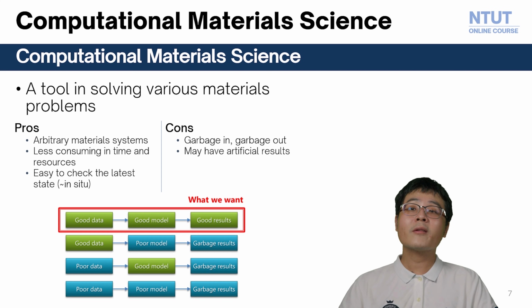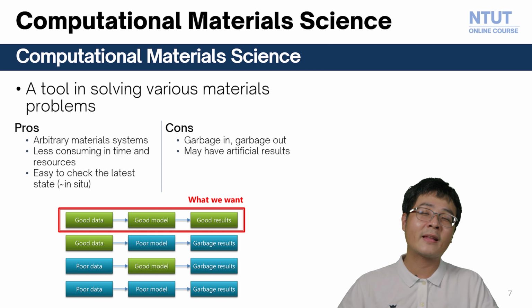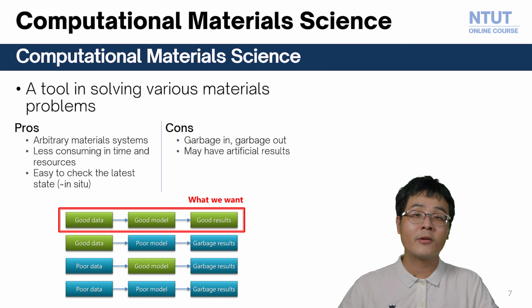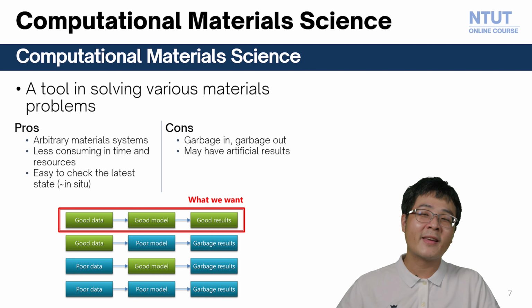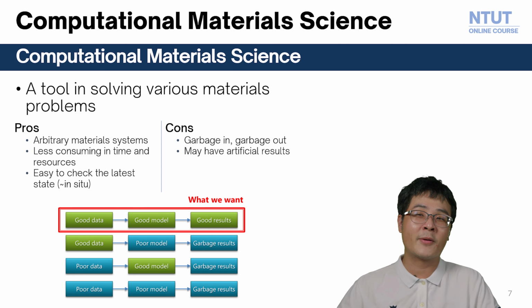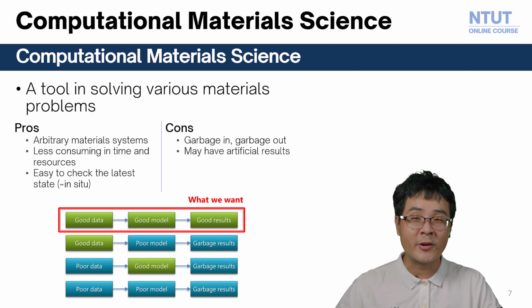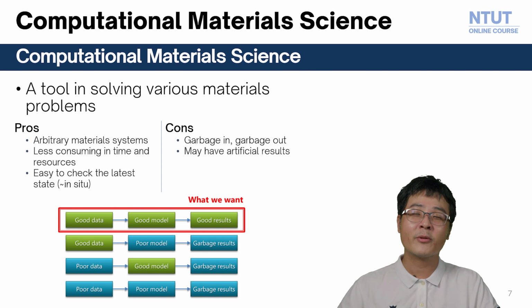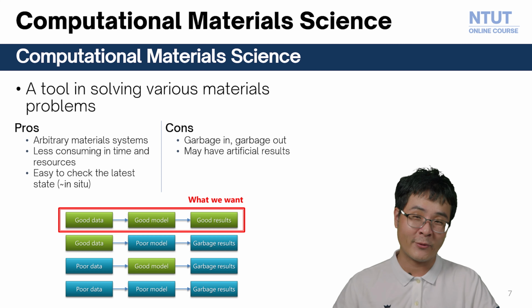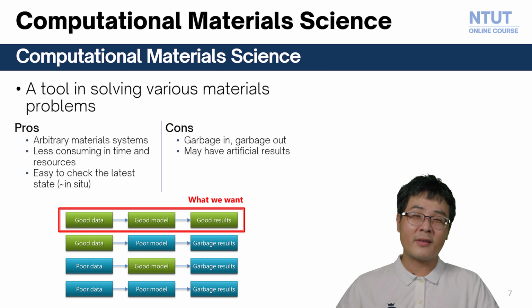So what we want is that your input data is good, and your research method is good enough, which means you have a good physical model, and then you will get a good result. However, in real life, we typically face either your model is not that good, or your input data is poor, or both your data and your model are poor. If so, you will get a poor result.